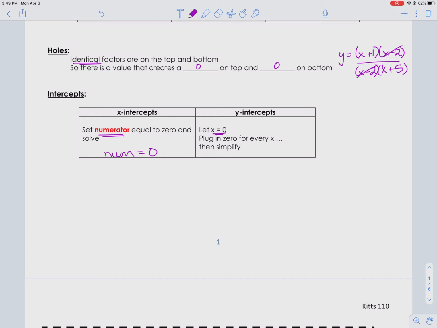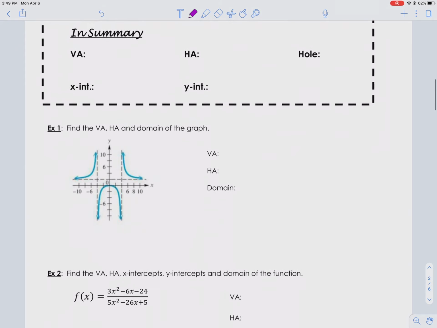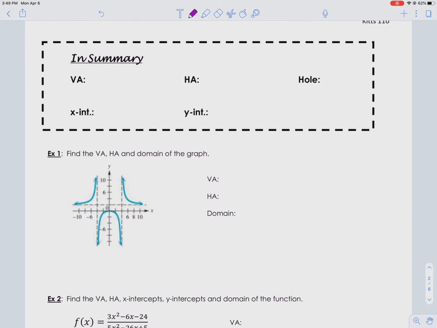So in summary, to get the vertical asymptotes, you're going to set the bottom equal to 0 and then solve it. For horizontal asymptotes, you're going to look at your degrees, okay? So remember, if the top is greater than the bottom, that was case 1 and there's none.